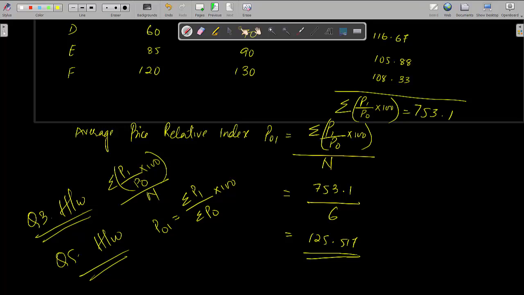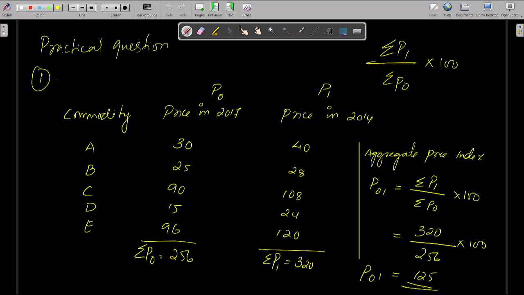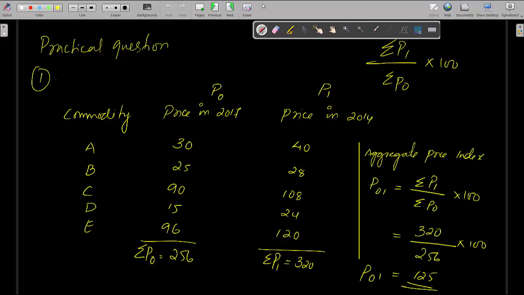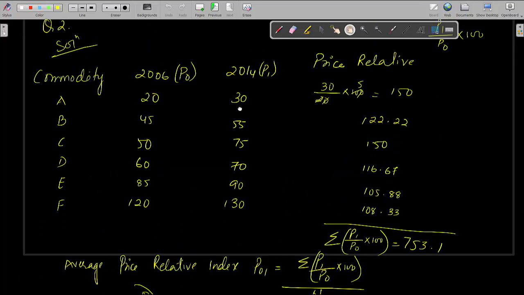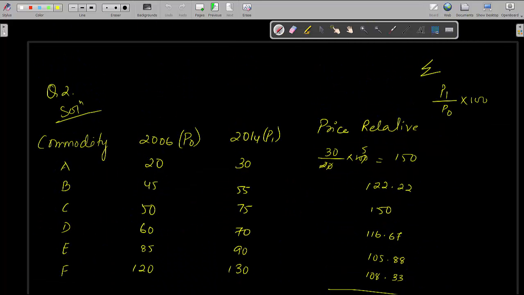So for question number 5, you can refer to our previous solution, this solution. Okay, so this question is similar to question number 5. Similar to question number 5. And the next one, this question, it is similar to question number 3. Similar to question number 3.